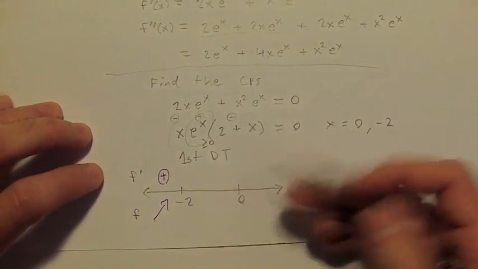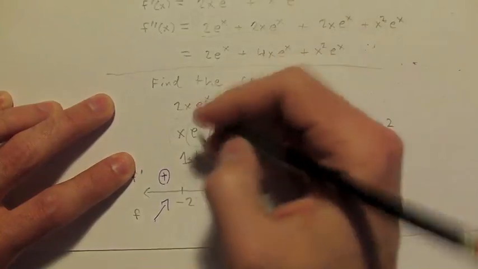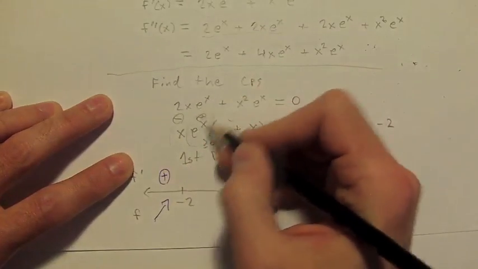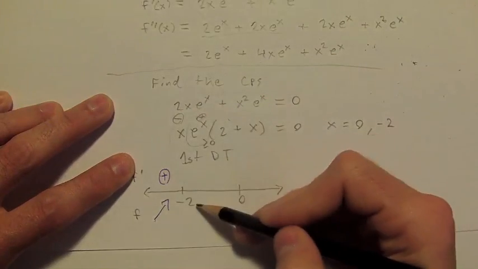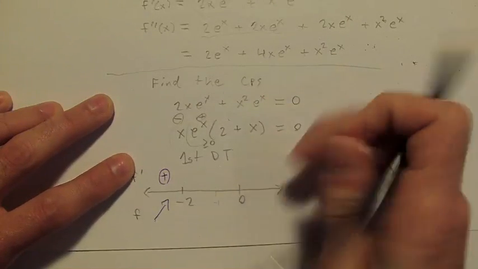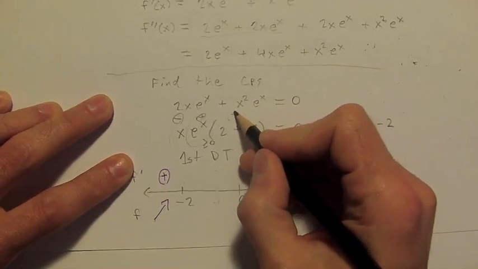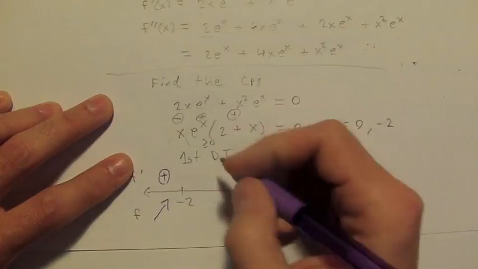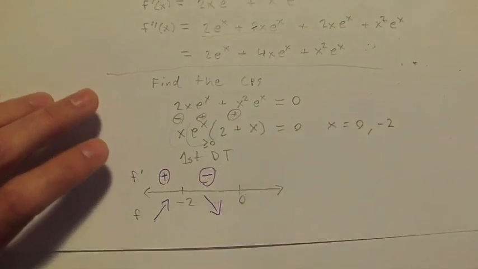Now between negative 2 and 0, if I put in something like negative 1, I'm going to get negative here. I'm going to get positive here, since this is always positive. I just shouldn't erase that ever. And then negative 1, say, that's what I'm choosing, negative 1 plus that positive 2 will be positive. So I have negative, positive, positive. That will end up giving me a negative. So that means f is decreasing there.